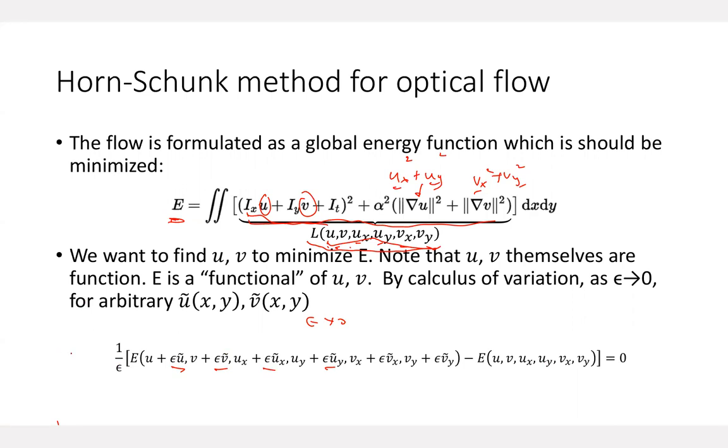Because this is approximately the derivative, right? Actually, this is equal to the gradient of E dot epsilon U tilde, V tilde, and so forth. If this is the optimum, the extremum, then the gradient will be equal to 0. Therefore, if I take the product here, it will be equal to 0 as well.